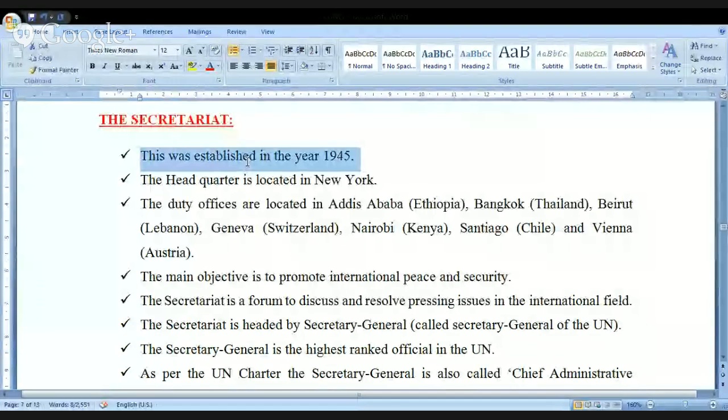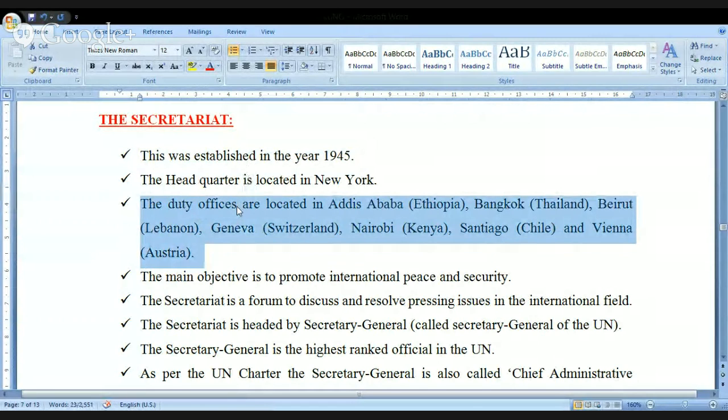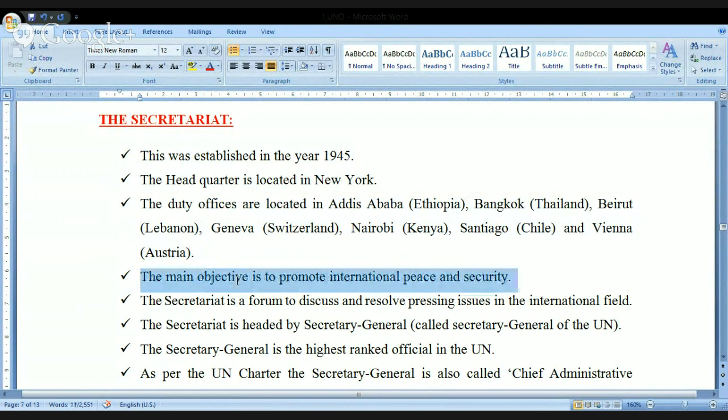Clear? Now I'll show you the document. Look at this now. It was established in the year 1945. It is located in New York. Yes, we know this. The other offices are located in various places. You can have a look here: Addis Ababa, Bangkok, Beirut, Geneva, Nairobi, Santiago, Vienna. In different places we have the branches. The main objective is to promote international peace and security.